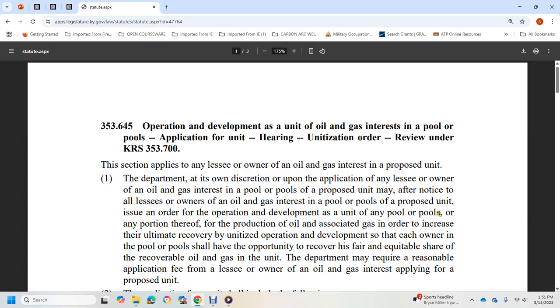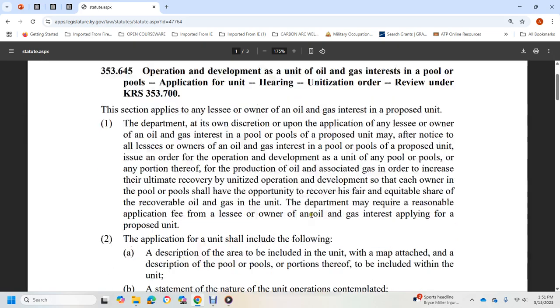operation of the development unit of the pool or pools or any portion of the production of the associated oil and gas, in order to contribute to the ultimate recovery. The utilization or operation of the development to each of the owners of pools and pool shall have the opportunity to recover a fair and equitable share of the oil and gas for the unit. The department may recover a reasonable application fee from the lessee or owner of oil and gas interest applying with the proposed unit.